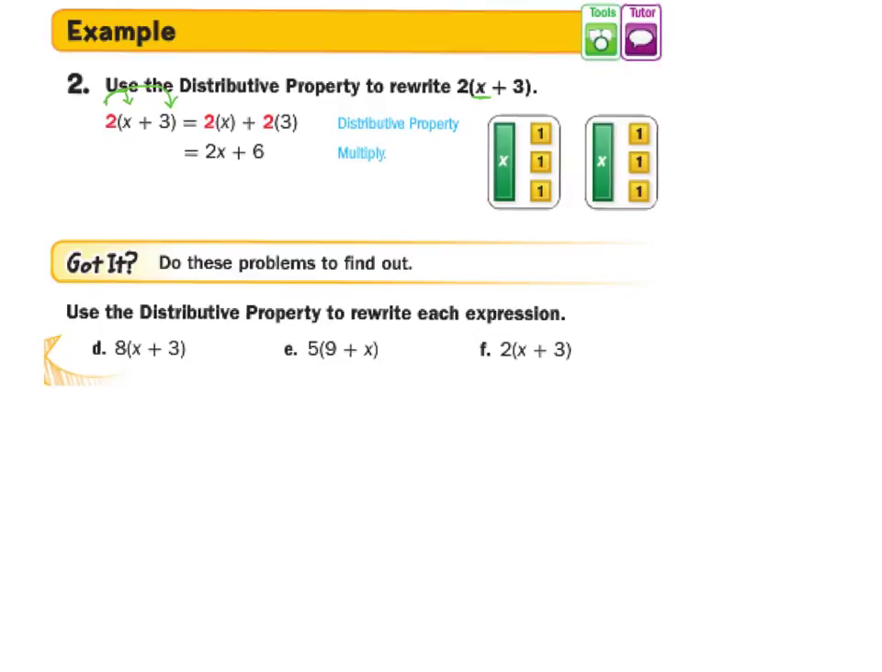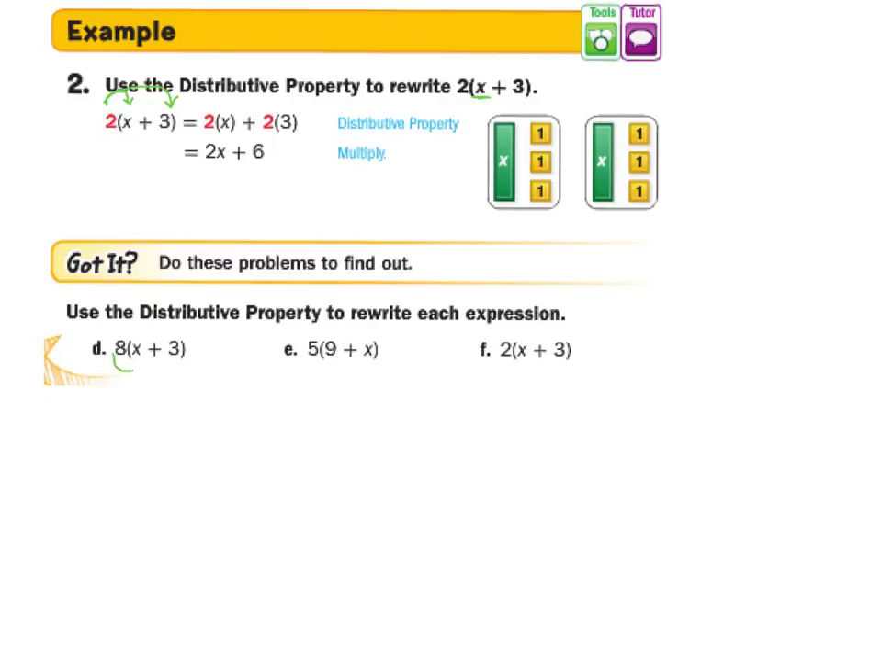So we can rewrite 2 times x plus 3 as 2 times x, because the 2 gets to play with the x, then 2 times 3 over here. So we get 2x plus 6 when we simplify. So let's try a couple down here.